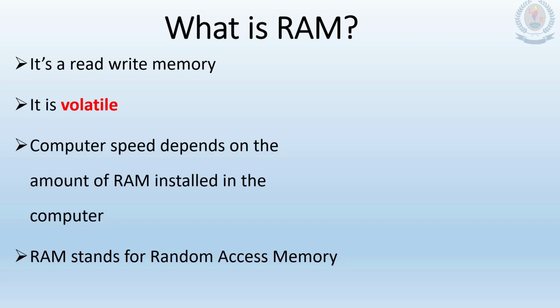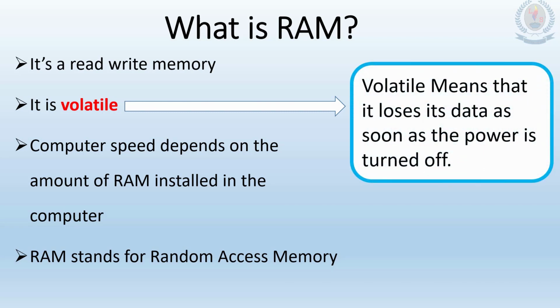Now let's see what we mean by volatile. Volatile means when you don't have power in your computer, that means as soon as you switch off the computer, your RAM will disappear. Only when you have power, your RAM will be there.